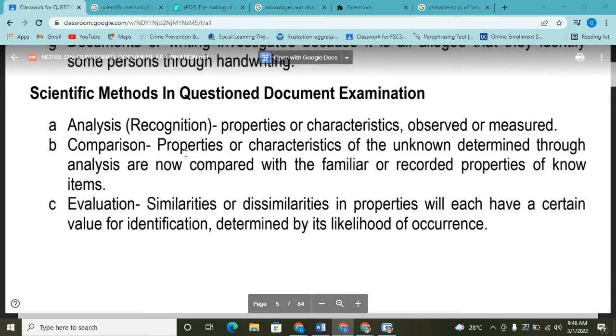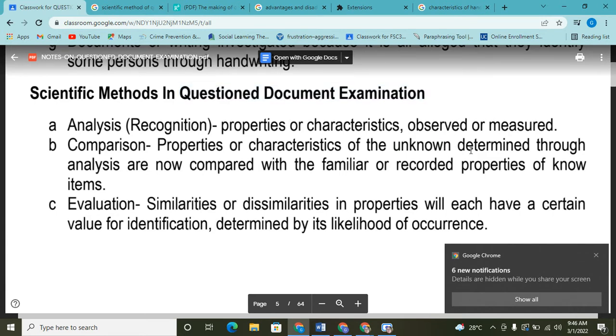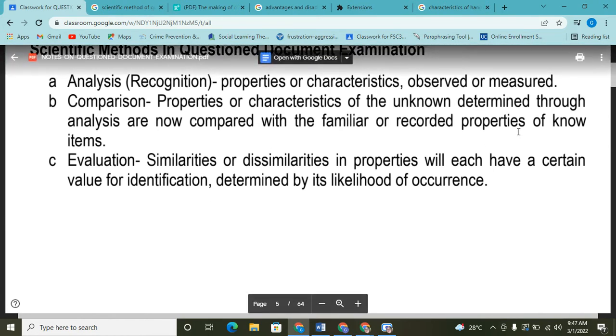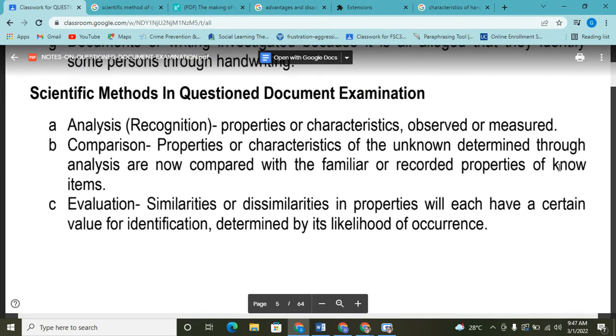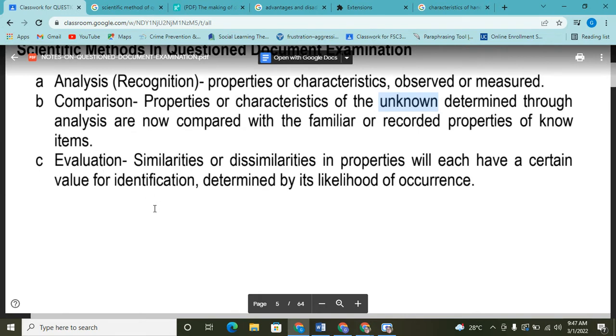Comparison: these are the properties or characteristics of the unknown. When you say unknown, these are the questioned document determined through analysis, by comparing it with the familiar or recorded properties of the known items. When you say known items, this refers to your exemplars or your standards. So this is the time wherein the question document examiner establishes the different characteristics of the known and the unknown. Another step is evaluation. After you establish the characteristics of the known, which is the exemplar or standard, and the unknown, which is the question document, the next thing that you will do is evaluate.